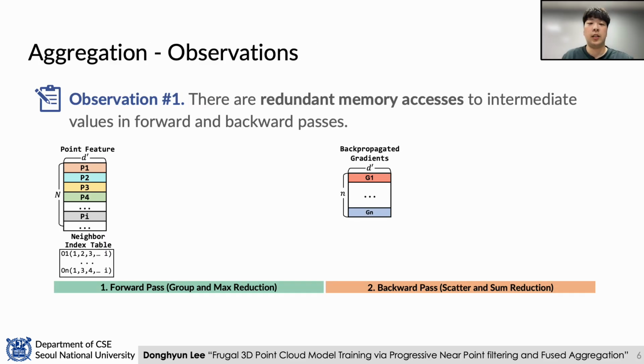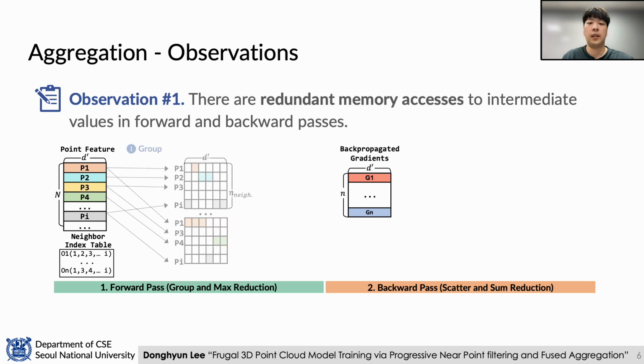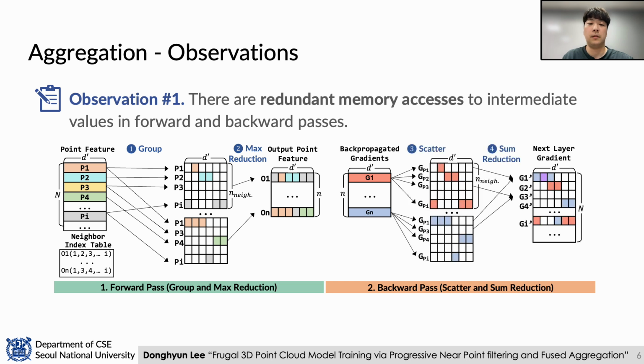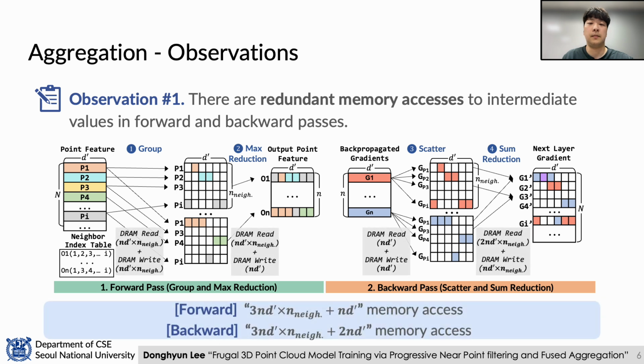Next, we look at aggregation. The forward pass of aggregation is composed of grouping and max reduction, while the backward pass requires scatter and sum reduce operations. We observe that there are redundant memory accesses to the intermediate values in these operations.